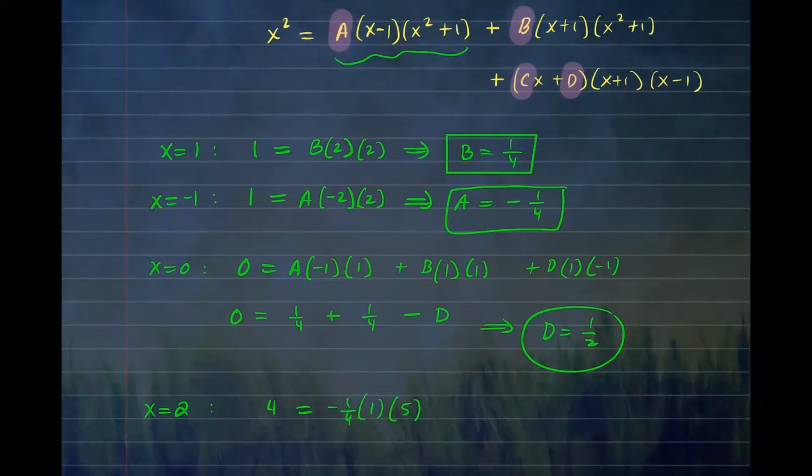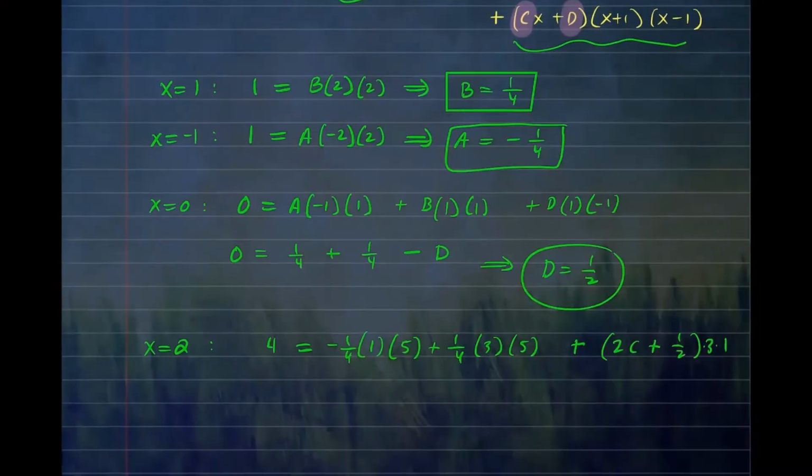And then for the second term, b is 1/4. And then 2 plus 1, that's 3. And then 2 squared plus 1, that's 5. And the last one, plugging in 2 here, you get 2c plus d. D is 1/2. And then 2 plus 1, that's 3. And then 2 minus 1, that's 1.